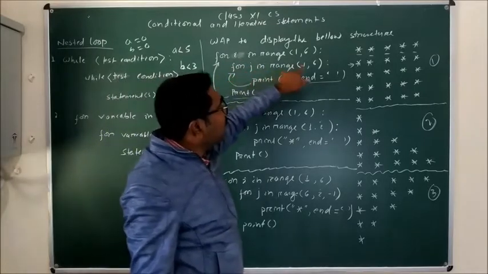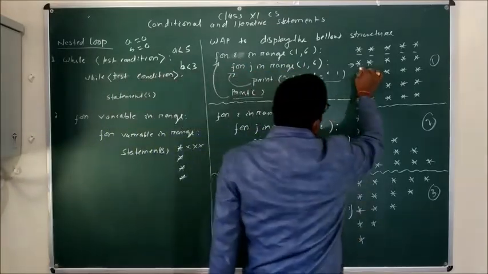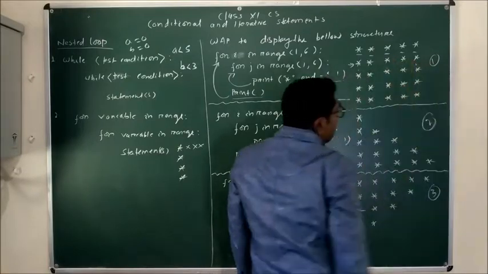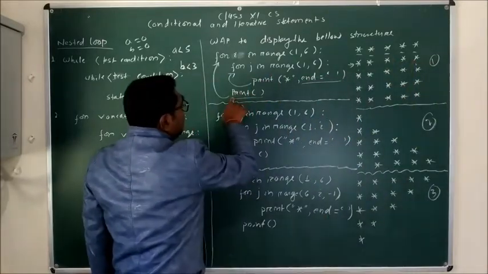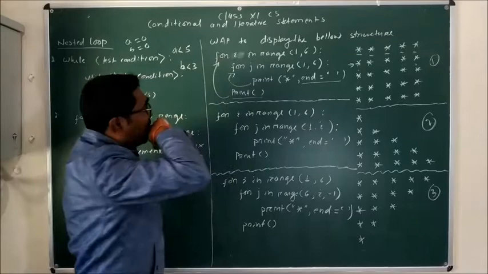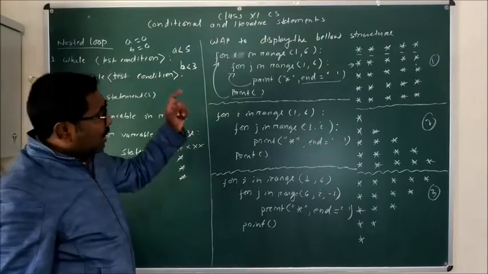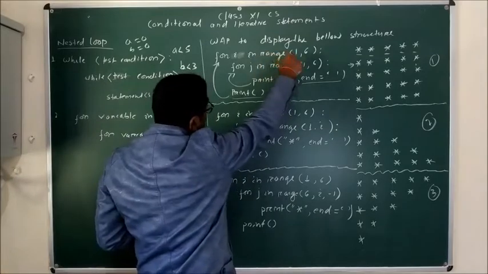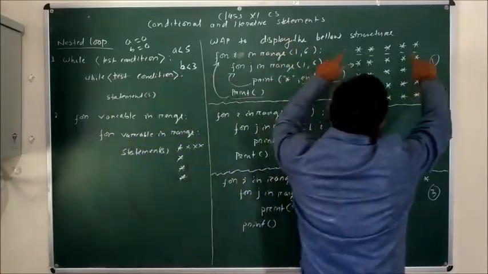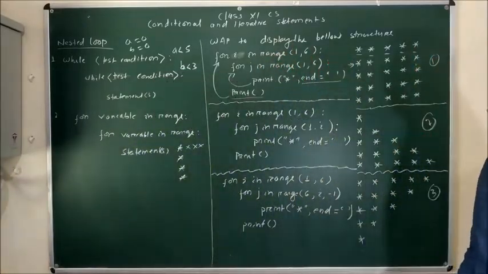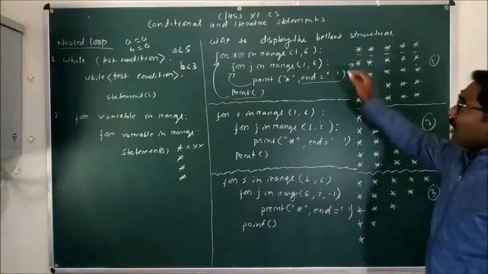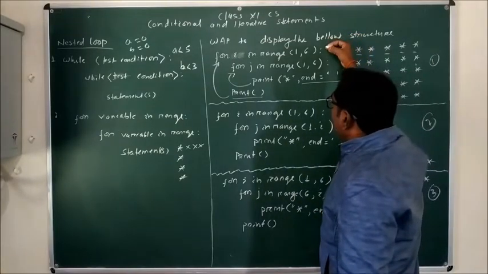Again J will be from 1 to 5, so the first, second, third, fourth, and fifth asterisk are printed. Then a new line is printed. Again it will come to the I loop, so the value will be increased to 3. Likewise, when both the loops are completed, this complete structure will be displayed on your monitor. This is how the nested loop is working.